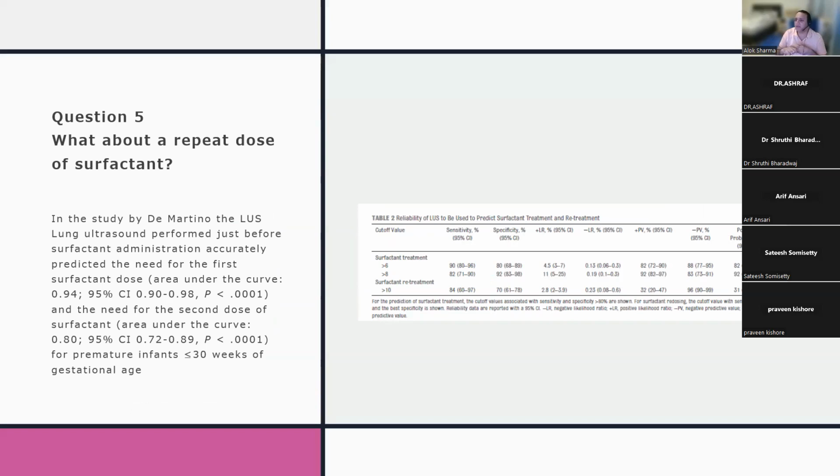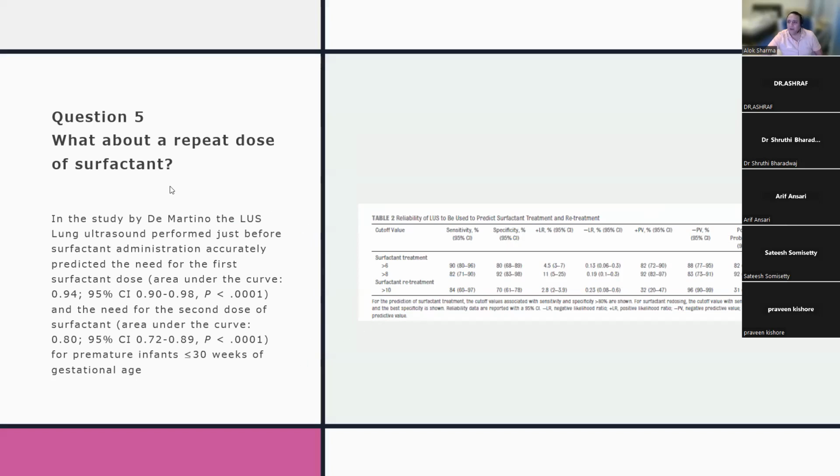What about a repeat dose of surfactant? Well, again, I'd like to emphasize there's only one study that actually looked at the sensitivity and the specificity when you're trying to diagnose surfactant deficiency after you've received the first dose. And what they found is that when you're looking at lung ultrasound scores, a score of more than 10, and these were lung ultrasounds done at about 12 hours of age, had the best sensitivity and specificity for the second dose of surfactant. But it was lower as compared to a score of more than 8 for the first dose.